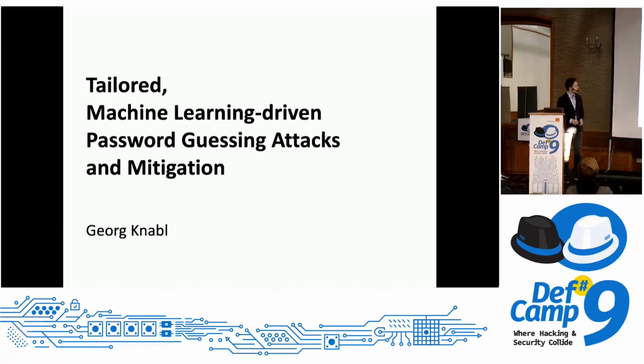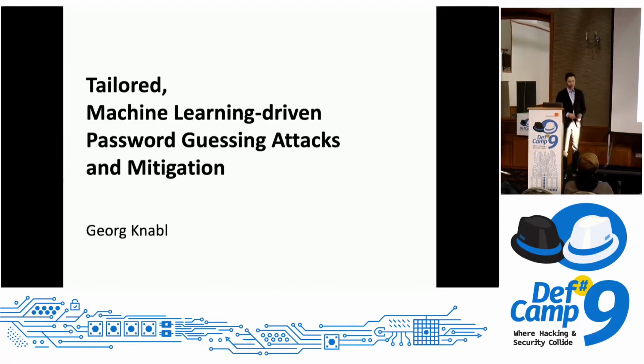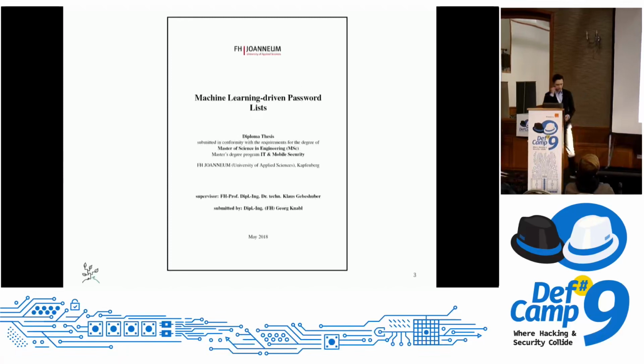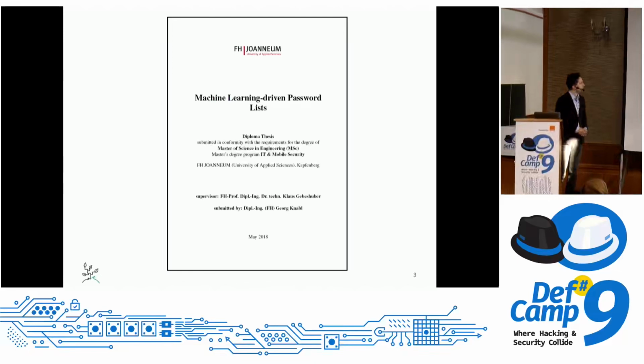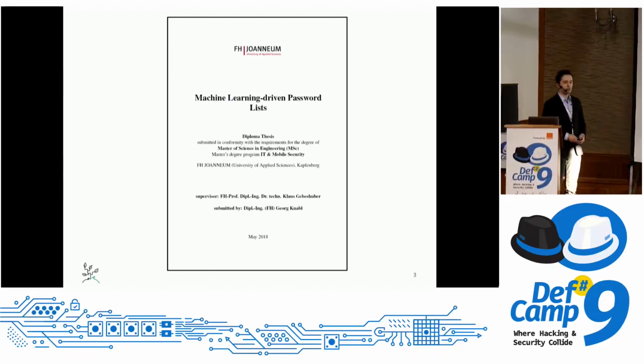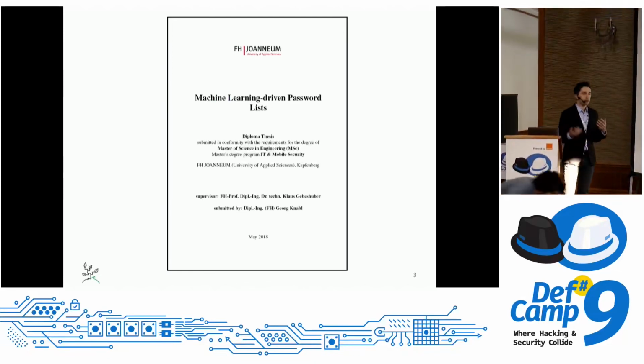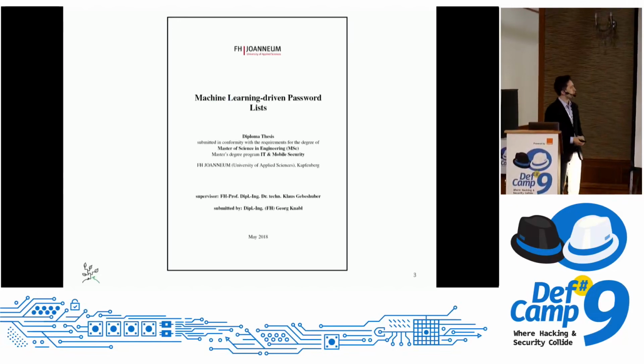A few years ago, probably after watching too much Mr. Robot, I went back to university and decided to do my second master, this time in information security. And the result was this, basically. This is my master thesis, and the title is Machine Learning-Driven Password Lists. It deals with how you can attack passwords using machine learning, especially human passwords and individual passwords, and also what are ways to mitigate those issues.